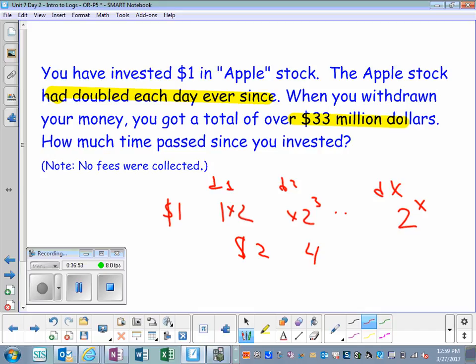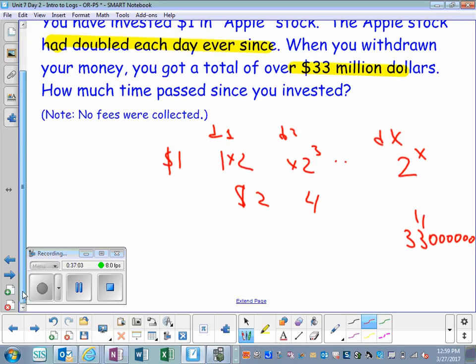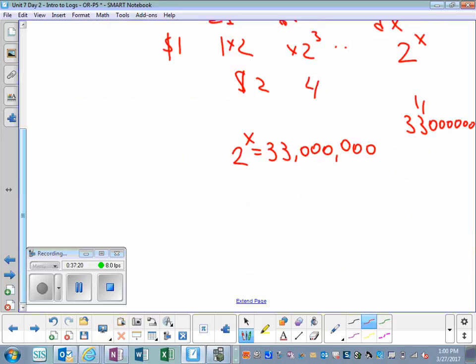And I'm told that I have just over $33 million. So let's say this is 33 million. So what is my x? How many days did I keep my money invested in Apple to get $33 million? So it's 2 to the power of x equals 33 million. How do I find x?